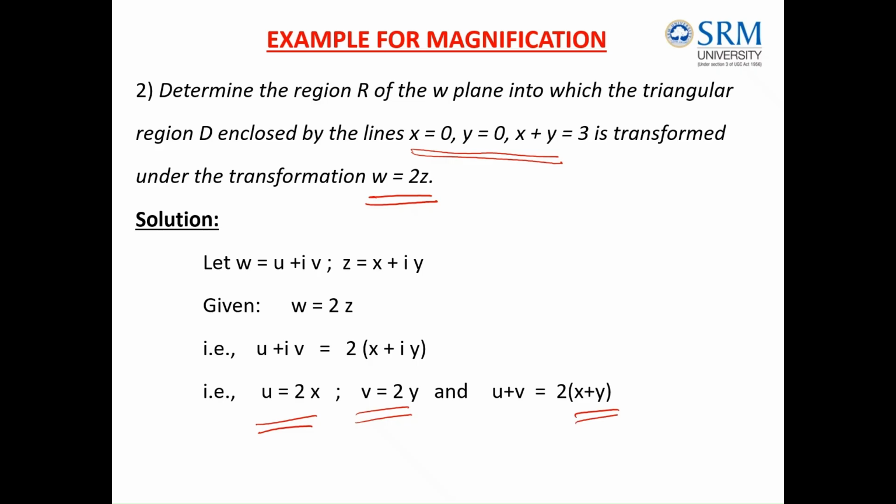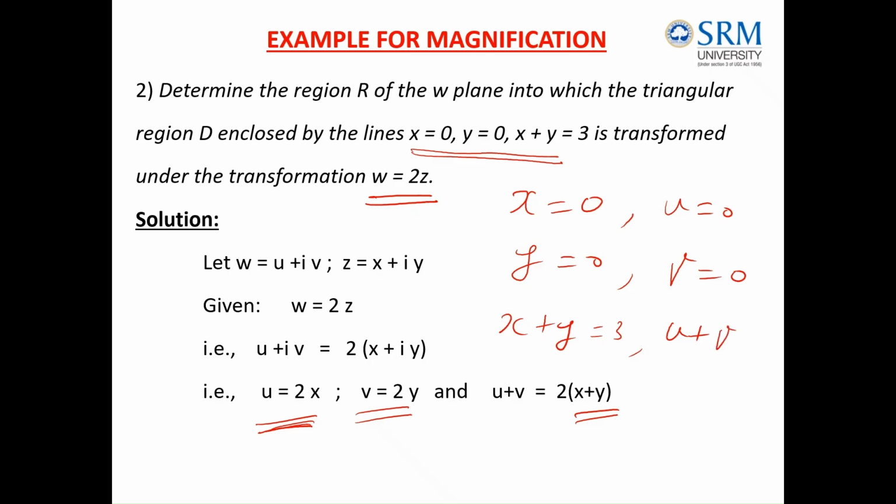Then we need to find the image of x equal to 0. If I substitute that here, I will get u equal to 0. Then if you substitute y equal to 0 in v, you will get v equal to 0. Then if you substitute x plus y equal to 3, you will get u plus v equal to 3 into 2, which is 6. So now we need to draw these lines in the w plane.